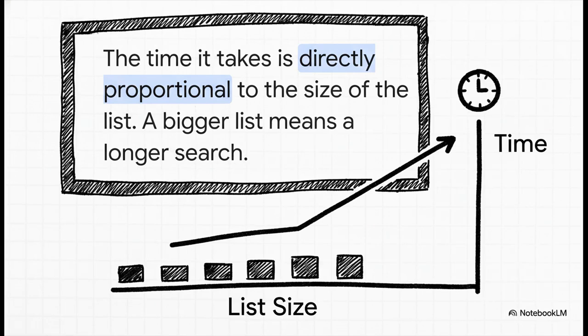But, and this is a huge but, here's the catch. Its speed is what we call O of n, or big O of n. All that fancy term means is that the time it takes to search is directly tied to how big the list is. So if your list has n items, say 1,000,000, you might have to look at all million of them. And that can be painfully, horribly slow.